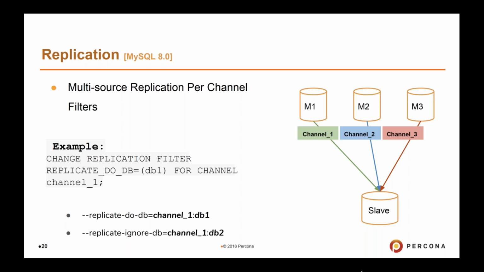So even if I have the same database on two different masters, and for one master I would like to replicate that database, for another master I don't want to replicate that database, I can use a channel-specific setting. I can ignore it, or I can say only replicate this database. So basically these are the replication filters. This replication filter I can now apply on a channel basis rather than a global basis. So this is the change.